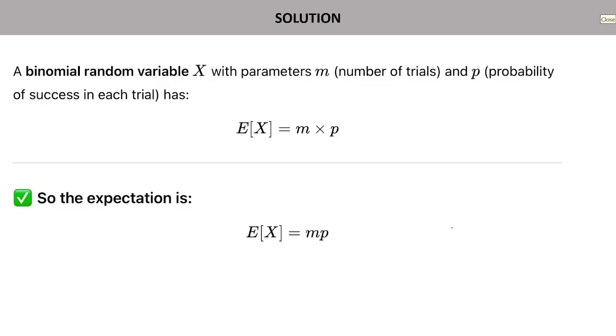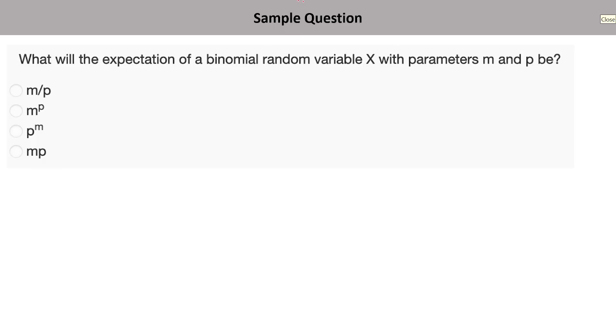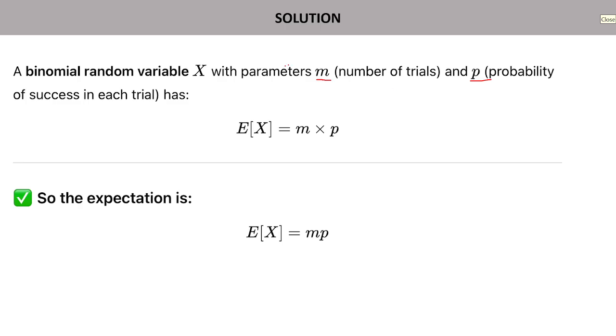Okay, so let's solve this question. A binomial random variable x with parameters m, that is the number of trials, and p, the probability of success in each trial. The question is simply asking what is the expectation of a binomial random variable x with parameters m and p. The expectation will be simply m multiplied by p.